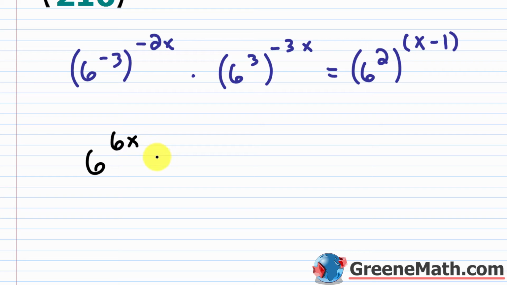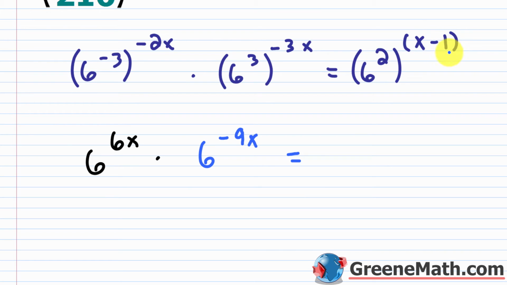So that part's done. Then we come down here and we have 6 cubed raised to the power of negative 3x. Again, power to power rule. So 6 stays the same. You have 3 times negative 3x, which is negative 9x. Then over here we have equals. You have 6 squared being raised to the power of this quantity x minus 1.